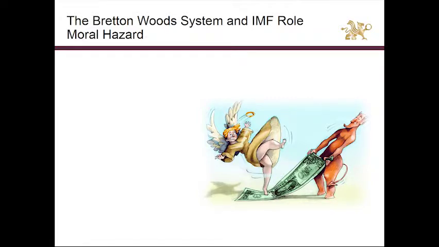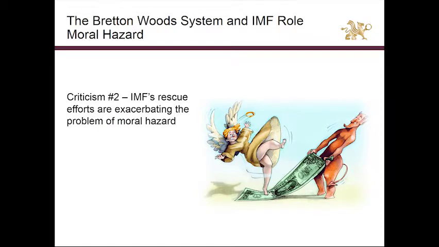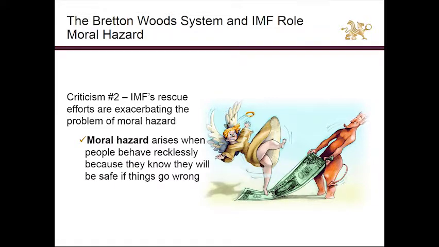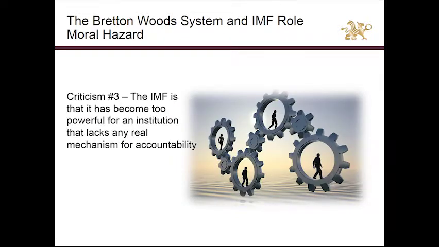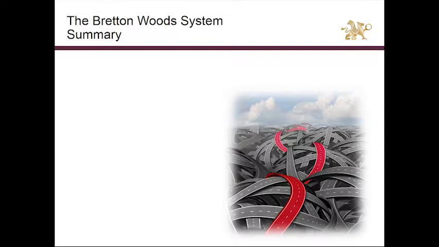Criticism number 2: the IMF's rescue efforts are exacerbating the problem of moral hazard. Moral hazard arises when people behave recklessly because they know they'll be saved if things go wrong. Criticism number 3 of the IMF is that it has become too powerful for an institution that lacks any real mechanism for accountability. The architects of the Bretton Woods Agreement wanted to avoid high unemployment, so they built limited flexibility into the system.